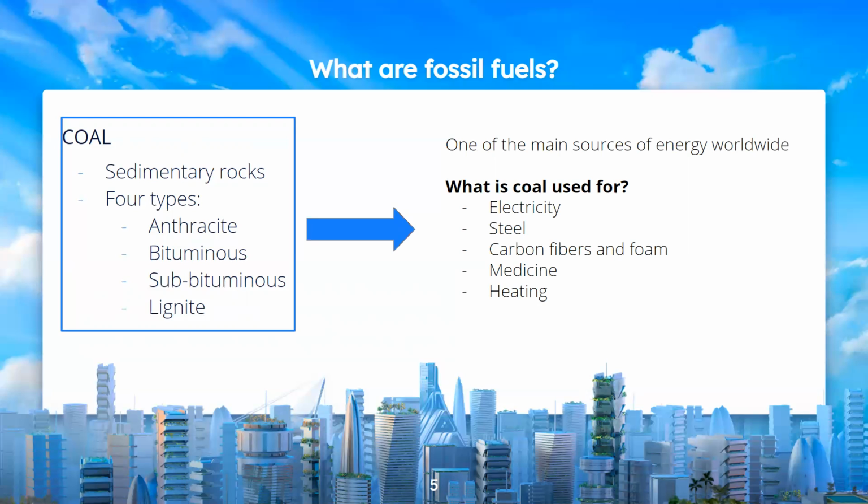And what is coal used for? Mainly as fuel to produce electricity. In coal-fueled power plants, there are turbines that are driven by the steam created after the combustion of coal. Coal can also be used for making steel or other products such as carbon fibers and foams, as well as medicine and heating.